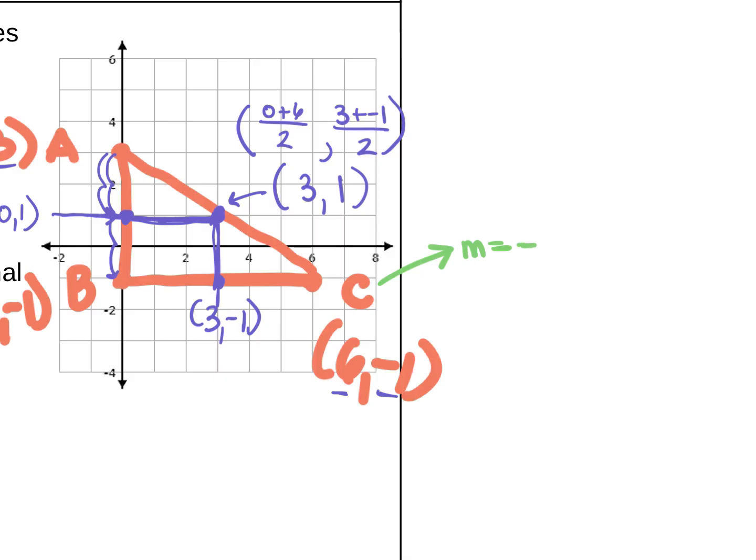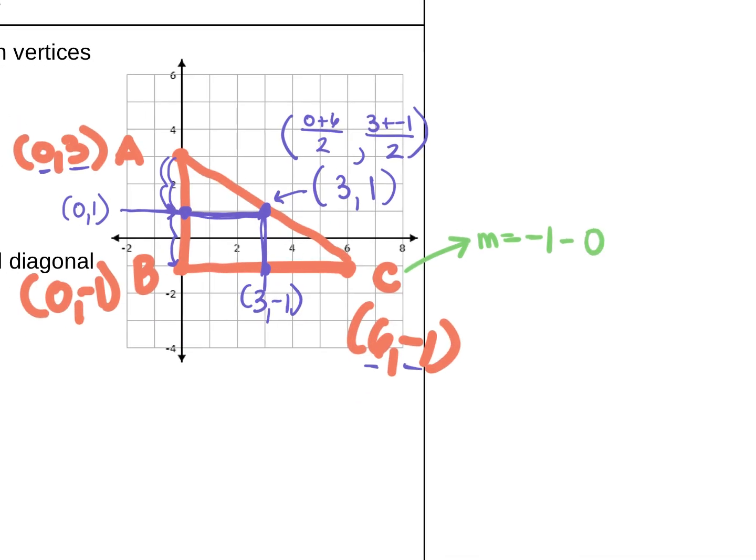So I would go y2 minus y1 over x2 minus x1. So I'd get -1 over 3. So that's the slope of this line. We can test that. We go down 1, 1, 2, 3. Nope. Did I calculate wrong?